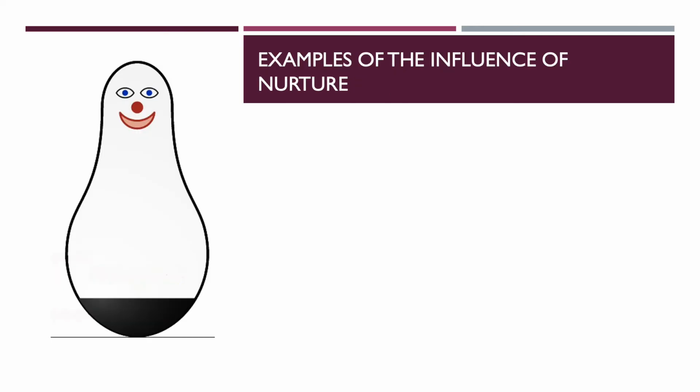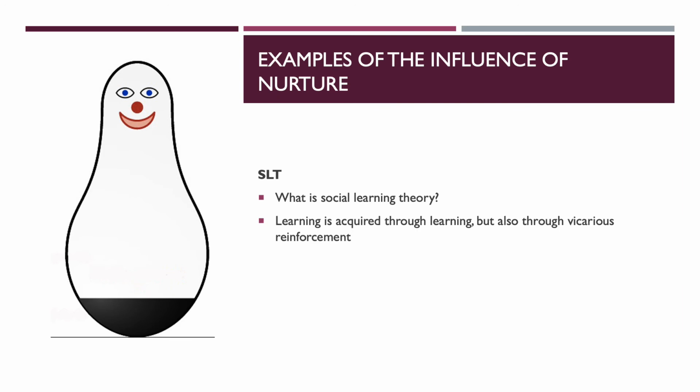And then we look at social learning theory. So what is social learning theory? I want you to pause me, think about it, maybe write a little sentence. Learning is acquired through learning, but also through vicarious reinforcement.